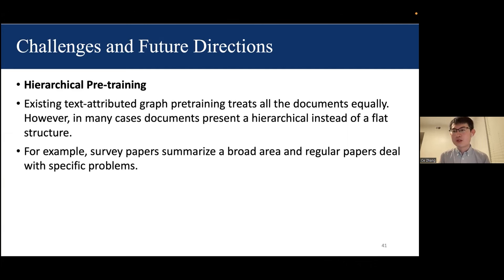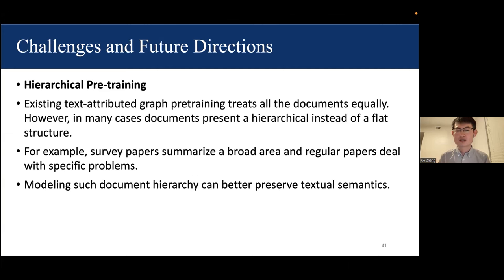So documents are not equally important, or sometimes they have a hierarchical concept. Some of the documents talk about general concepts, but some other documents talk about specific concepts. However, existing pre-training methods treat all the documents equally. They don't distinguish such a hierarchical structure. So one possible future direction is that we want to model such document hierarchy so that we can better preserve the textual semantics. We can better preserve how documents are hierarchically organized in the corpus. If so, the model parameters can be better optimized and pre-trained.